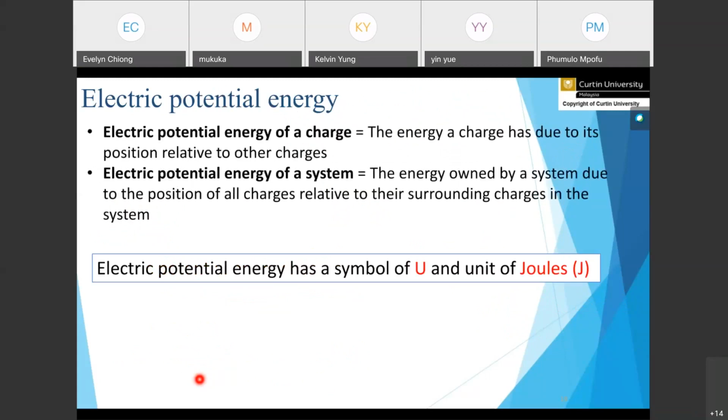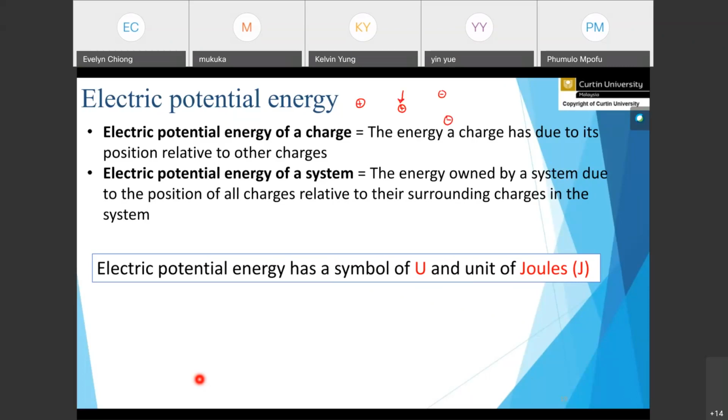Electric potential energy we can calculate for only one charge, or we can calculate for the whole system. The whole system may have a few charges, okay? So how do we calculate this? Actually, electric potential energy of a charge is the energy that the charge has because of its position relative to other charges, okay? For example, you have a charge here, then there are some neighboring charges, some positive, some negative. So just look at this one. What is the electric potential energy that this charge has due to its neighbors?